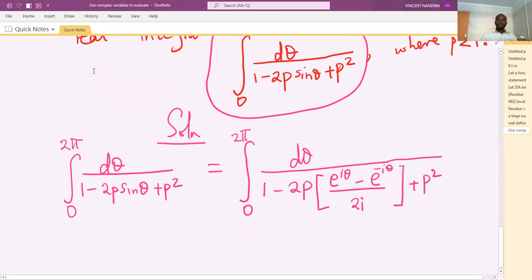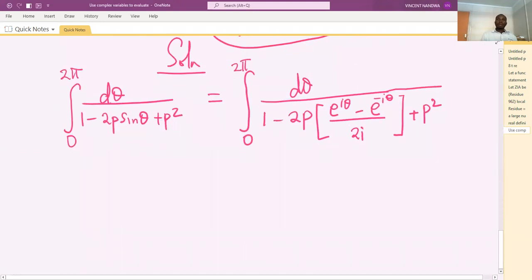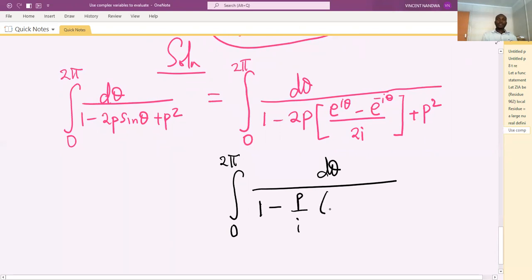So the next step, at this point, we have the integral from 0 to 2 pi d theta. So factor out 2i, and then we'll have 1 minus p over i into e raised power i theta minus e raised power minus i theta, plus p squared.